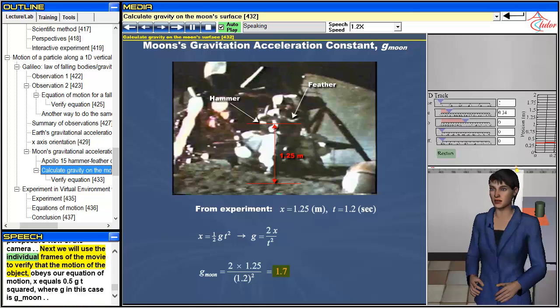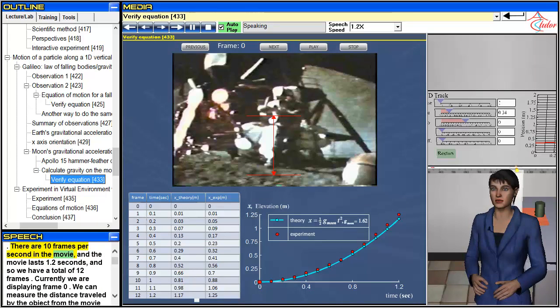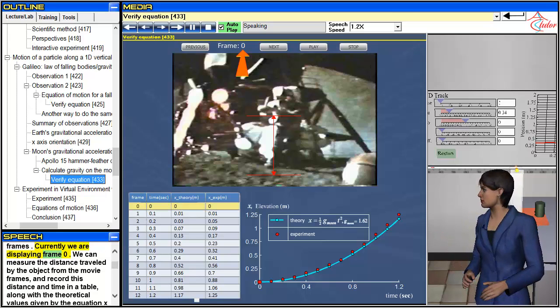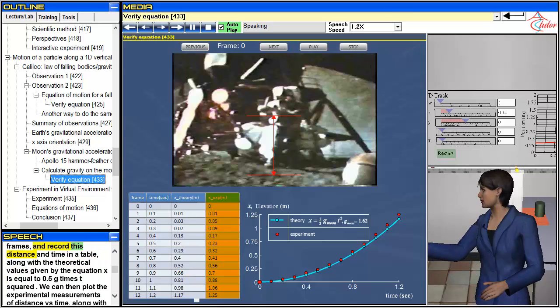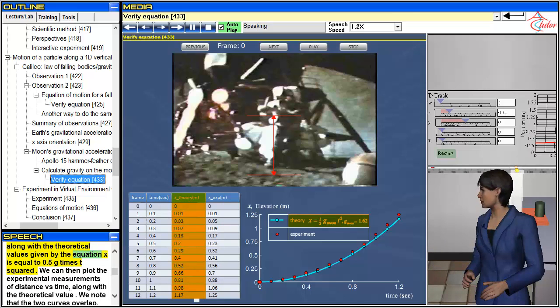Next we will use the individual frames of the movie to verify that the motion of the object obeys our equation of motion, x equals 0.5 g t squared, where g in this case is g_moon. There are 10 frames per second in the movie, and the movie lasts 1.2 seconds. And so we have a total of 12 frames. Currently we are displaying frame 0. We can measure the distance traveled by the object from the movie frames, and record this distance and time in a table, along with the theoretical values given by the equation x is equal to 0.5 g times t squared.